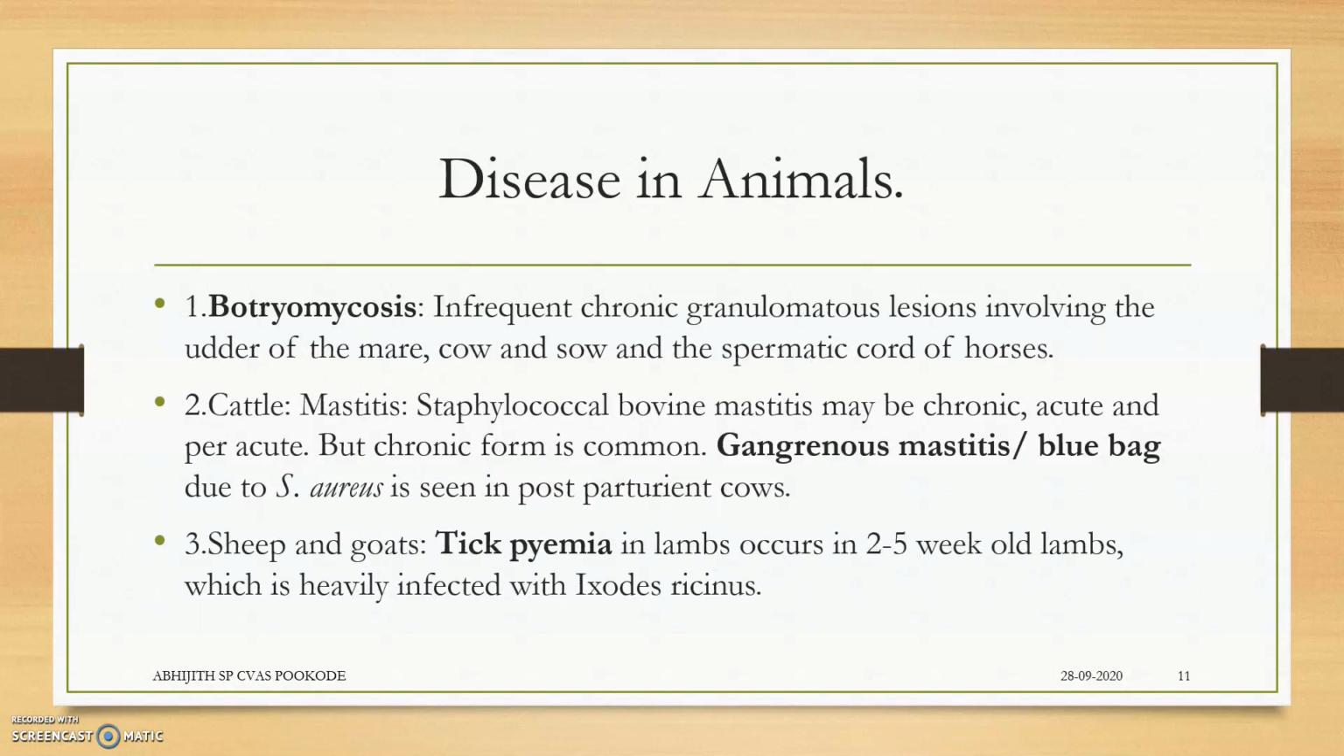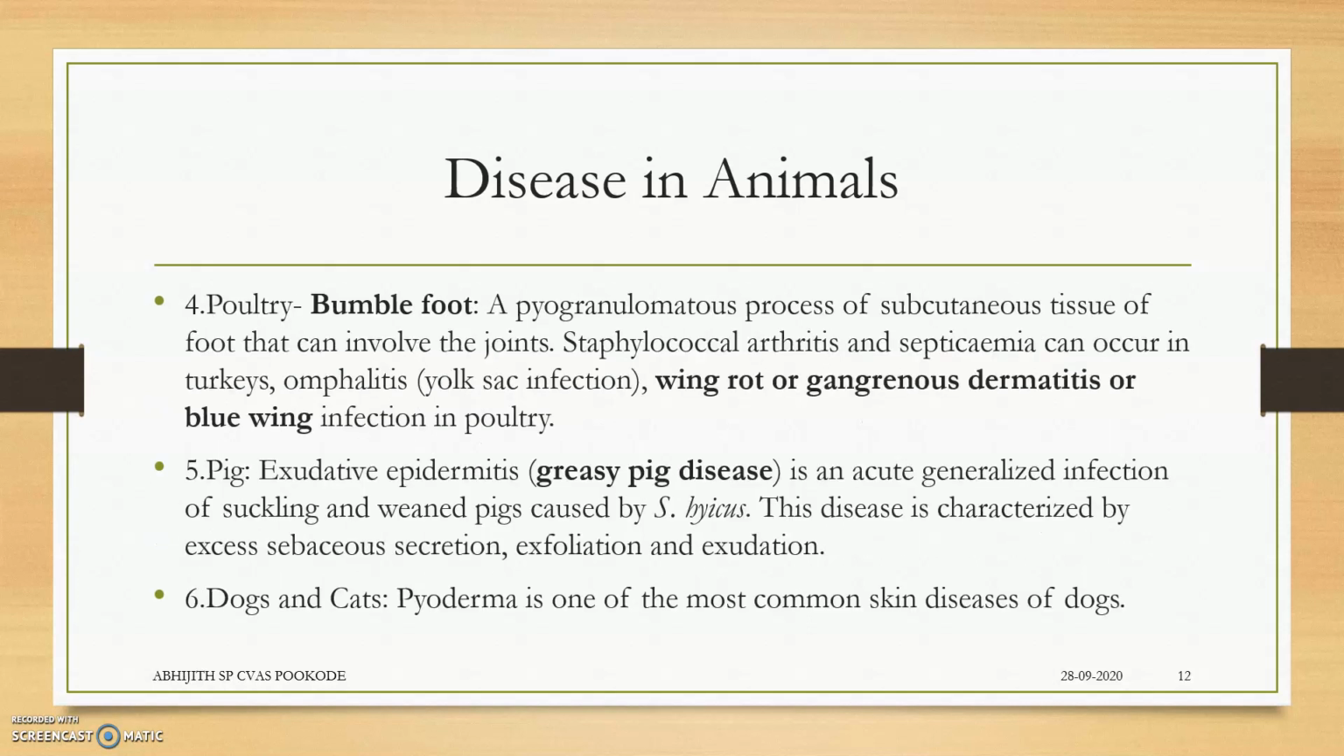Disease in animals, it is actually botryomycosis in horses, mastitis in cattle, pyemia in lambs, bumblefoot in poultry, or the wing rot, gangrenous dermatitis or blue wing infection. So these words which I have given in bold marks will be asked for the entrance examination. So you have to be very careful with these bolded words.